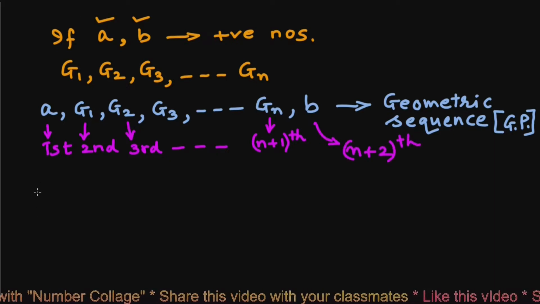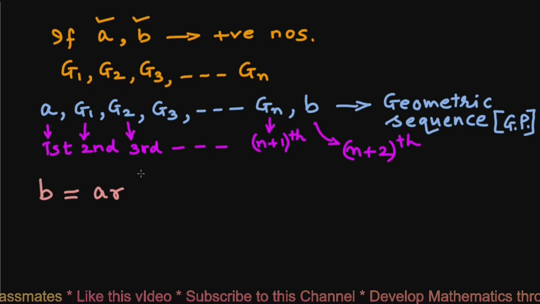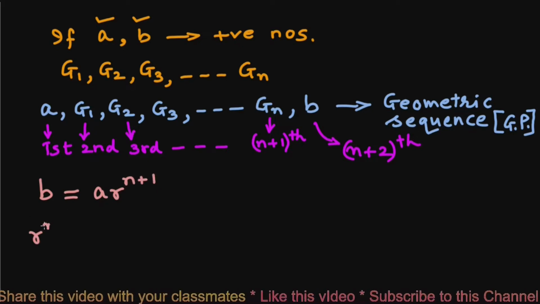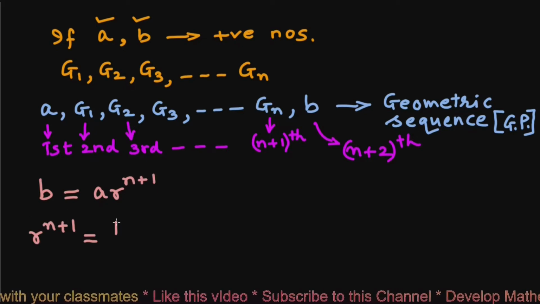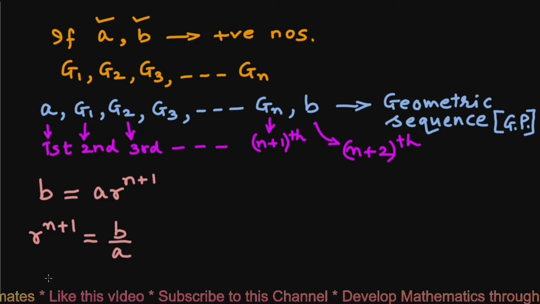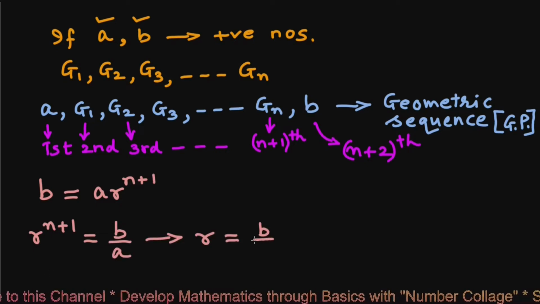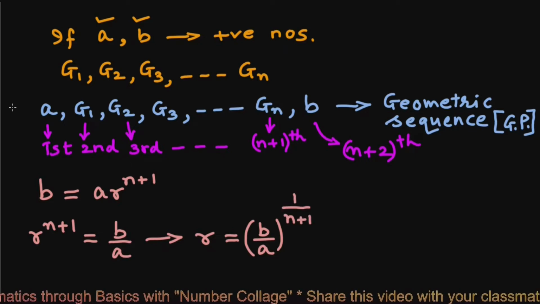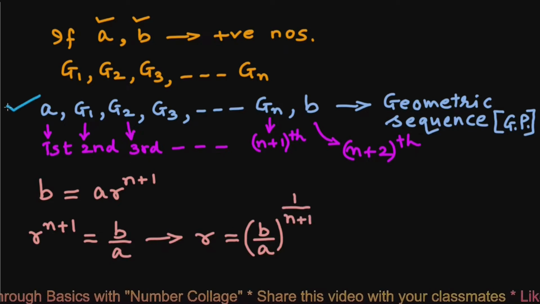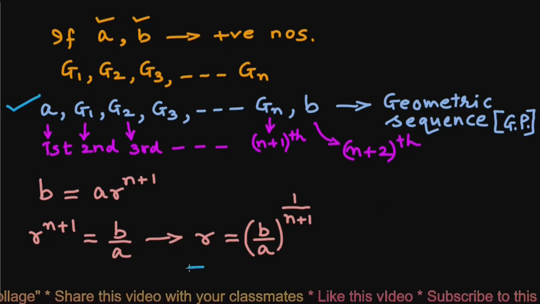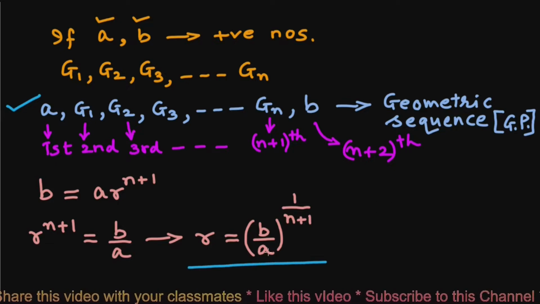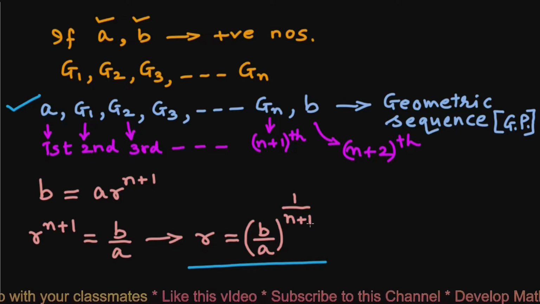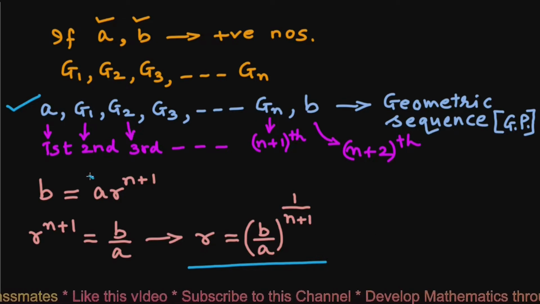So we write b equals a r power n plus 1, so that r power n plus 1 will be b upon a, and hence r will be b upon a power 1 upon n plus 1. So for this geometric progression, we have common ratio r equals b upon a power 1 upon n plus 1, where a is the first term.